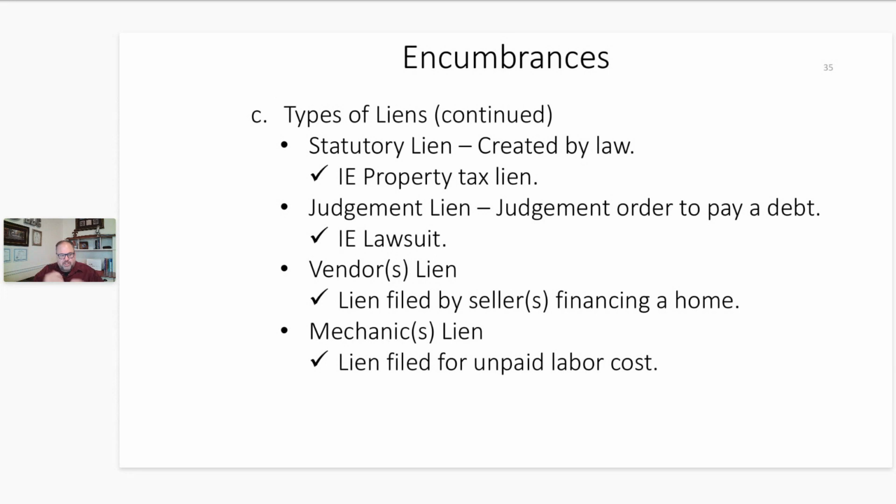A judgment lien is a court order. Okay, it's a lawsuit. Who's the lawsuit against? It's not against the property, it's against the person. So that would be a general lien. It can go on any property, just like an income tax lien.